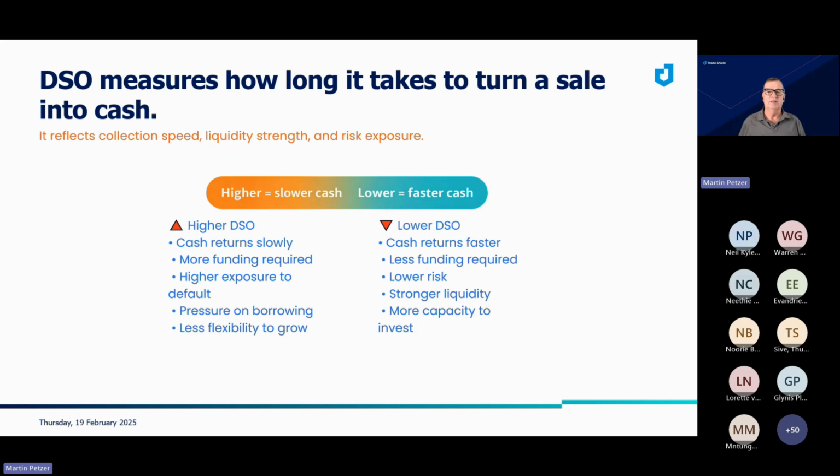A lower DSO, cash is fast into your account. It comes in quickly. You've got cash available. You don't have to borrow. You don't have to pay interest on your cash. You earn interest on your cash. Less funding required, lower risk. So the faster your money is in, it's in your control and not in your debtor's control. And stronger liquidity. We heard Rahul talk about liquidity the other day. And liquidity means you have liquid, moving, available cash. And that is what businesses thrive on.